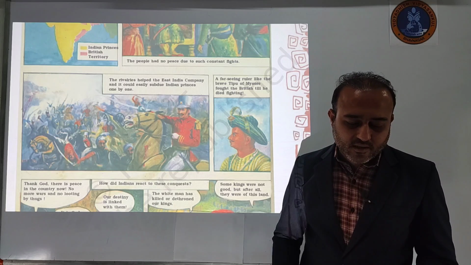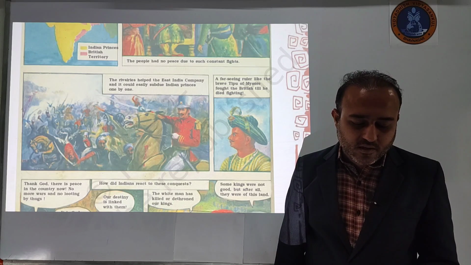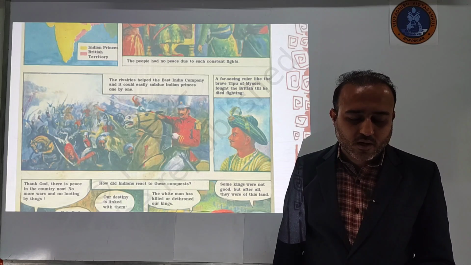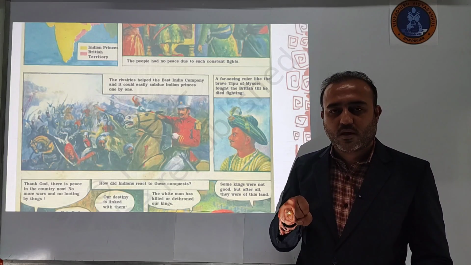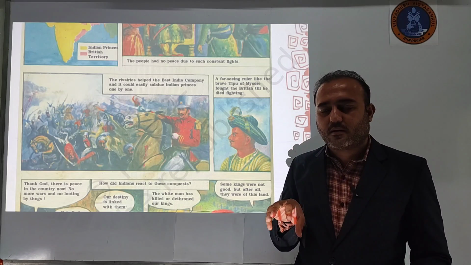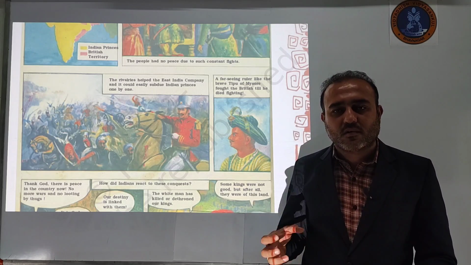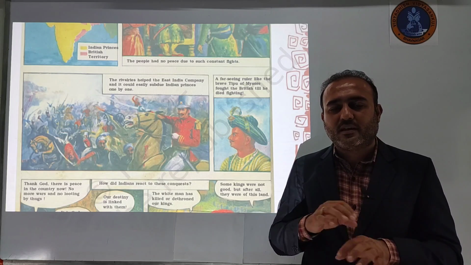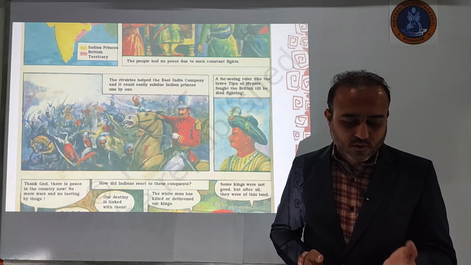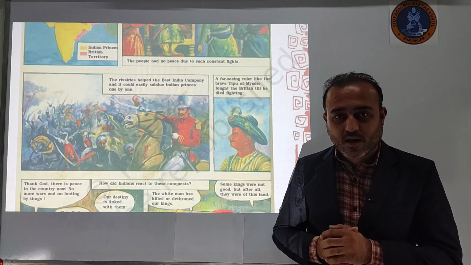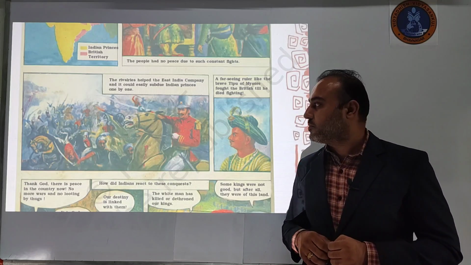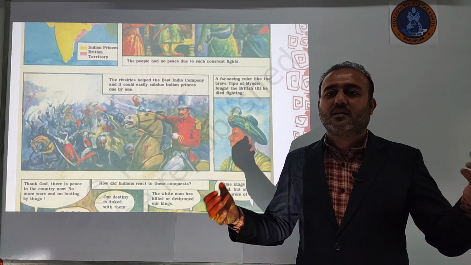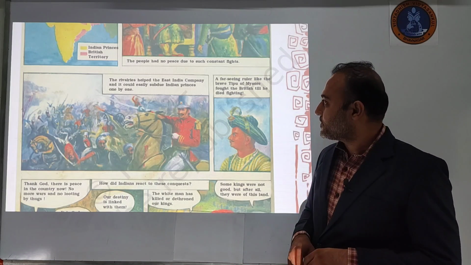Okay, then it is written, the rivalries helped the East India Company and it could easily subdue Indian princes. Subdue means to conquer and bring them under their control. So Britishers realized this thing, that in India, the Indians were not having unity with each other, and this is the best thing, and we can easily control all of them. So the meaning of subdue is to conquer and bring them under control. That means they understood this thing, and slowly and gradually they started bringing the kings under their own control.